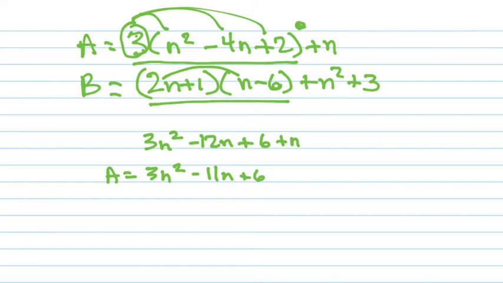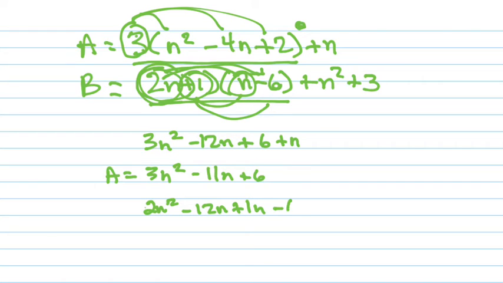2n times n is 2n squared. I'm multiplying at the bottom. 2n times negative 6 is negative 12n. So you see some stuff starting to match. Now, positive 1 times n is positive 1n. Positive 1 times negative 6 is negative 6. And then we still have that plus n squared plus 3 at the end.